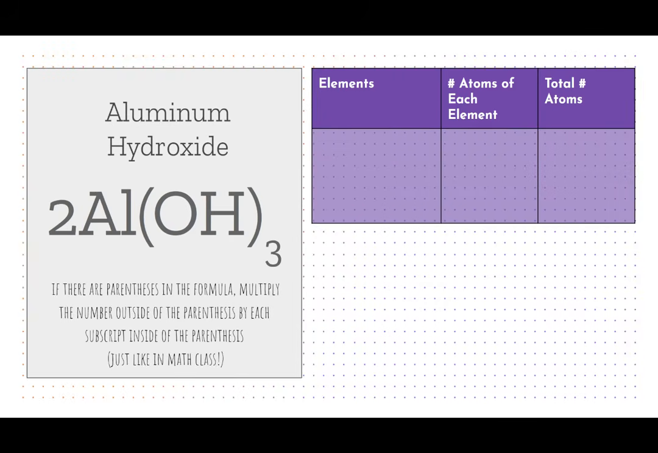Now, sometimes you'll see parentheses, and I don't want you to freak out because really it's just like math class. You multiply the number outside of the parentheses by everything inside of the parentheses. So this 3 gets multiplied by the subscripts of each element inside. So first we list our elements. We have aluminum, oxygen, and hydrogen.